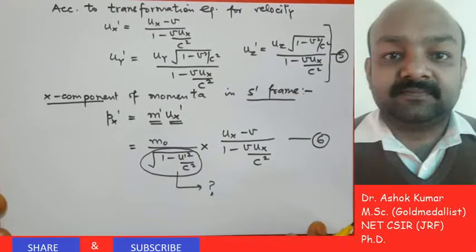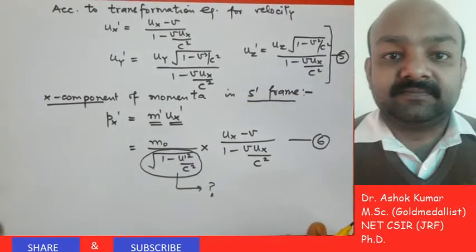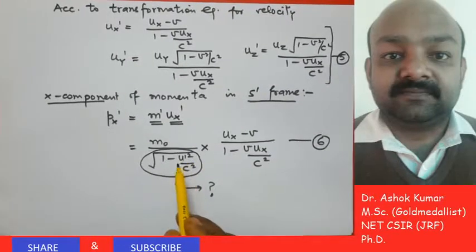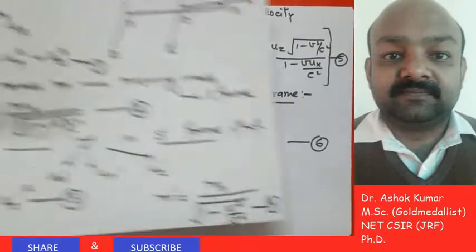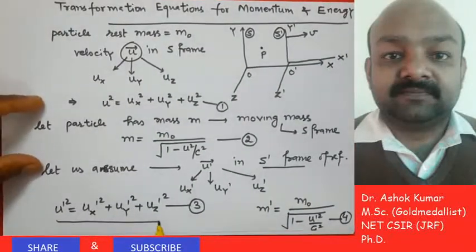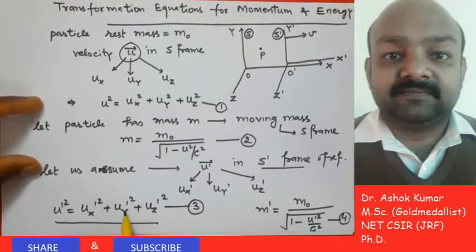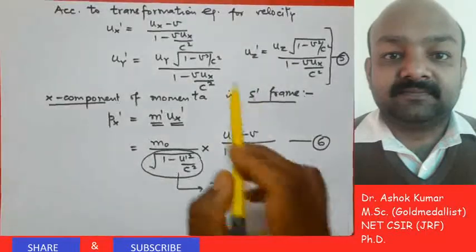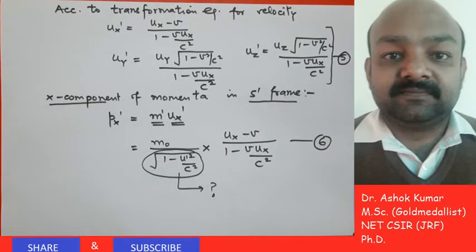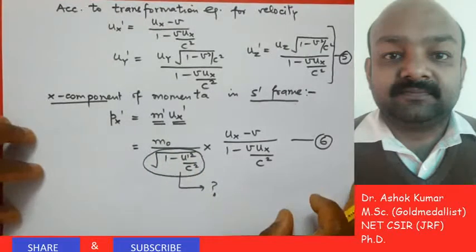If you look carefully at this term, it contains u dash square. We have written here u dash square. Here we put the values of ux, uy, uz from equation number 5, square them, add them, and we convert that into this very term. So this will be our next task.